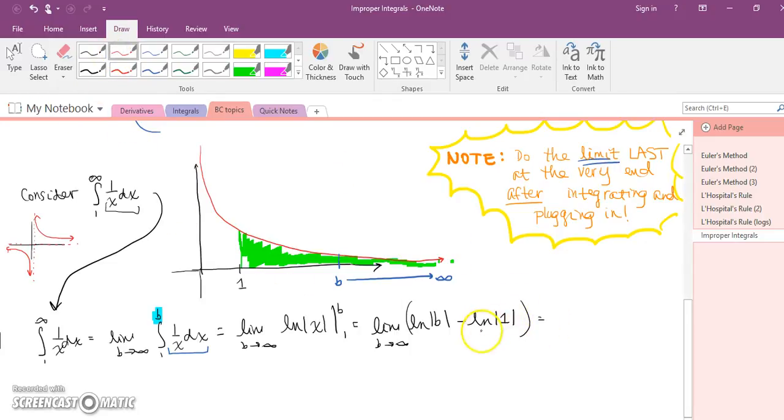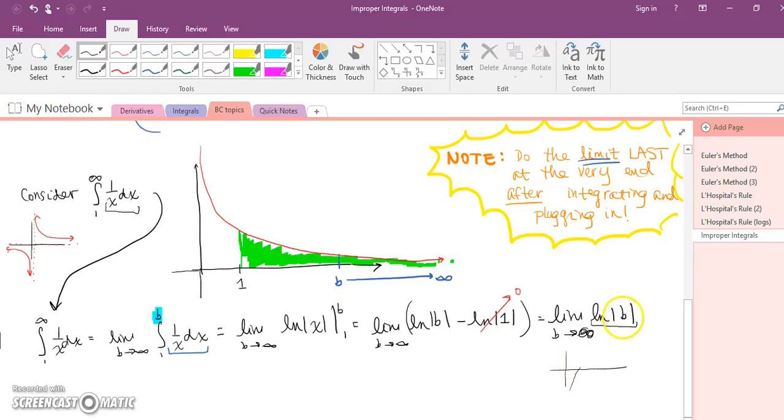Well, natural log of 1 is 0. So now I have the limit as b goes to infinity of the natural log of b. The last step of an improper integral is often the most tricky, because you have to, in your head now, find what this is going to be if b were infinity. So picture the natural log graph. It looks something like this.